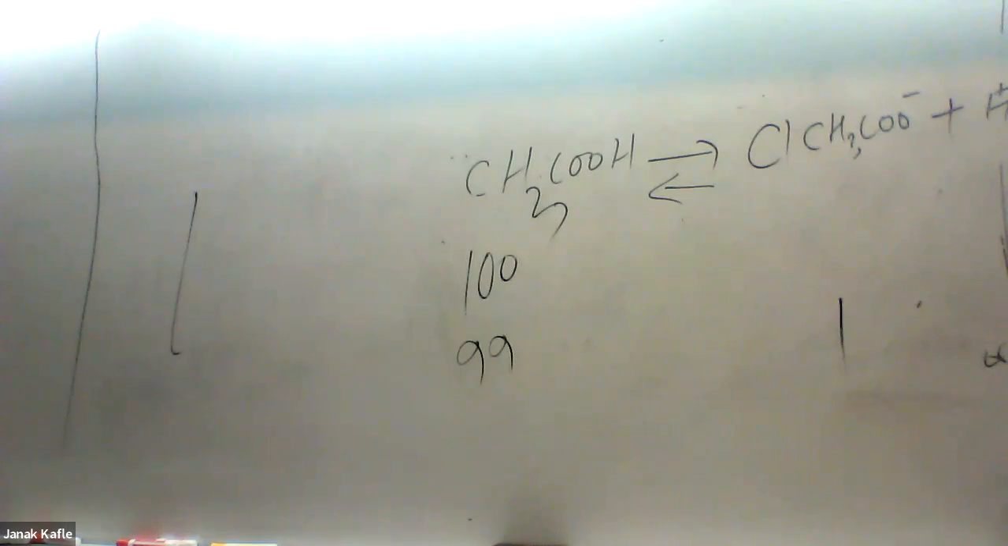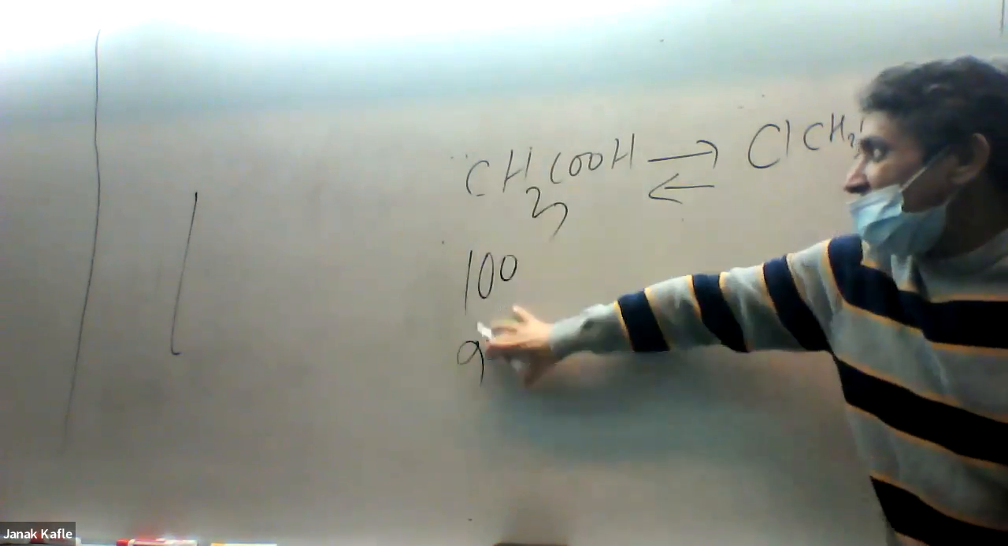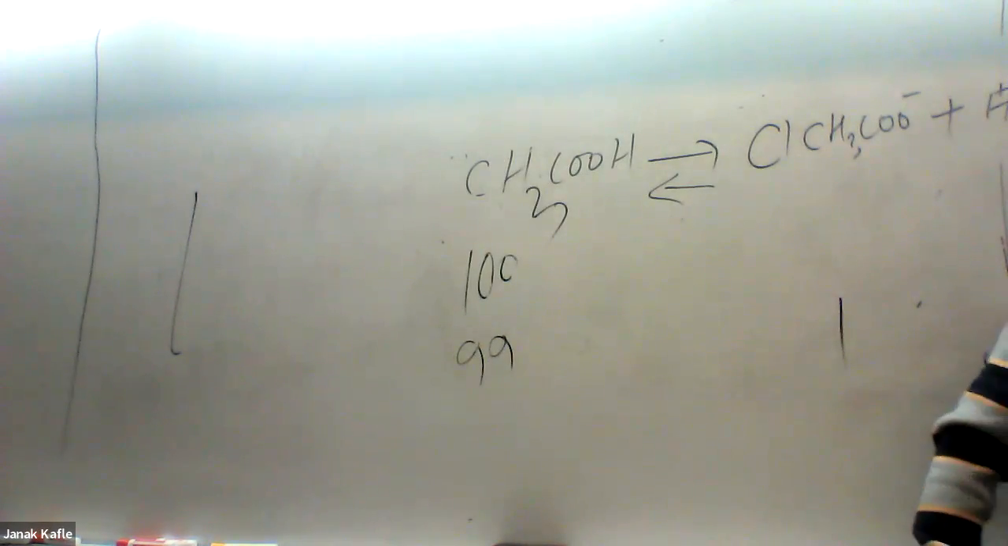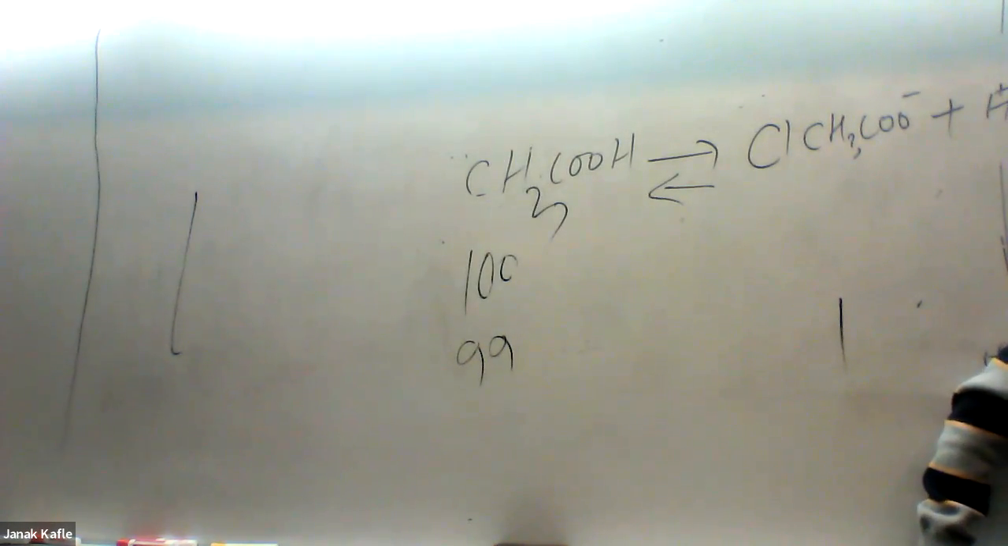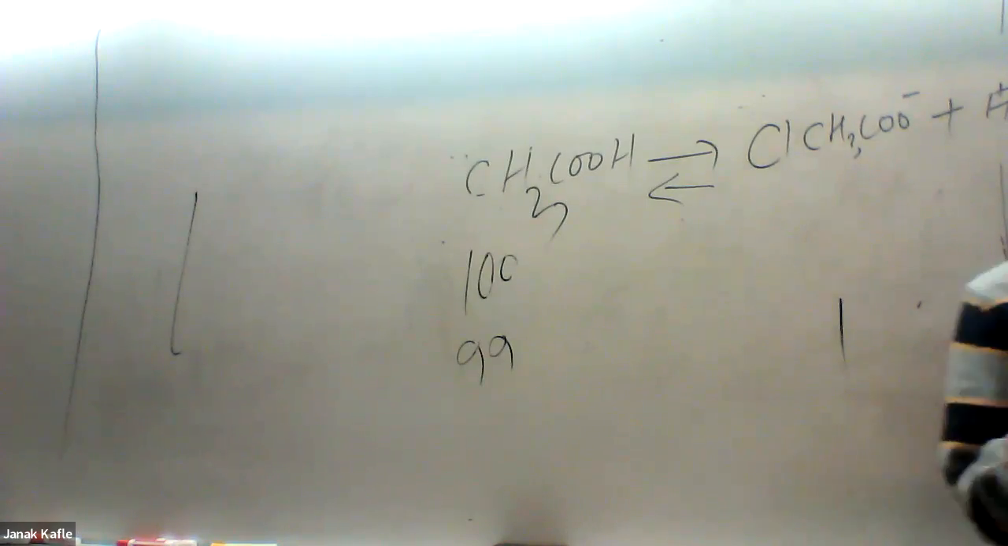This kind of reaction is called reactant favored, because the majority of this reactant molecule didn't break. Everybody got that? So some reversible reactions are product favored because the majority of them break or react. Some reversible reactions are reactant favored because the majority of them don't break or don't react. You got it?